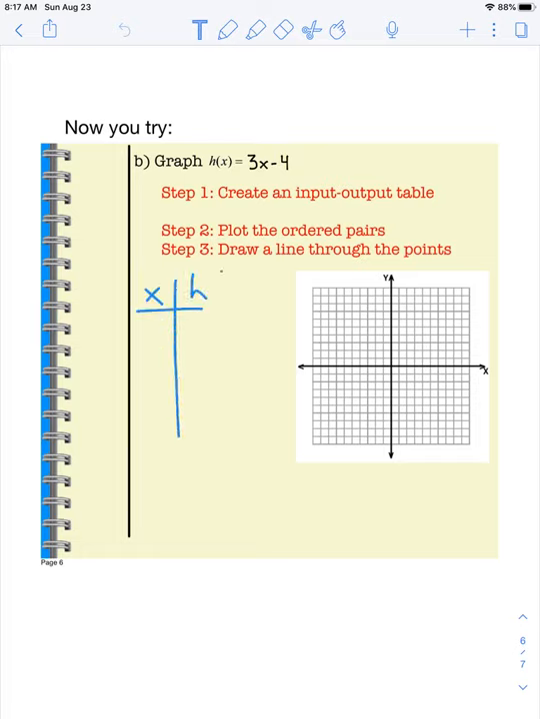I have x and I have h of x. We're going to use -2, -1, 0, 1, 2. If I plug in -2 for x, I have -6 minus 4, which gives me an output of -10. If I plug in -1 for x, I have -3 minus 4, which gives me an output of -7. If I plug in 0 for x, I have -4. For 1, I have 3 minus 4, which is -1. Hopefully you've noticed a pattern, -10, -7, -4, -1. Next one is 2.